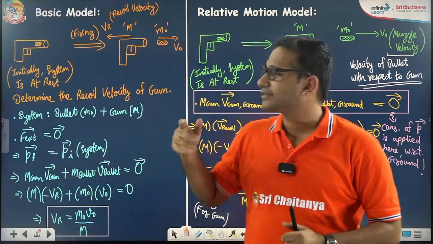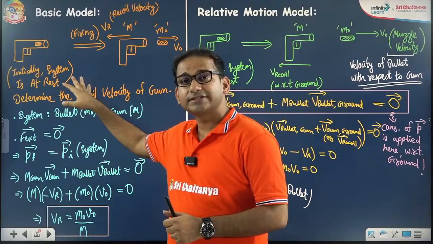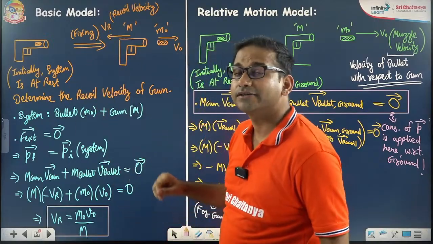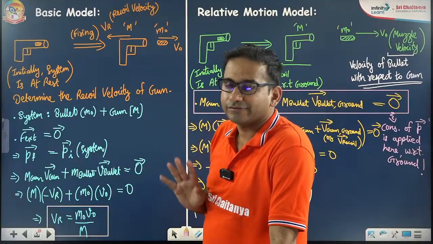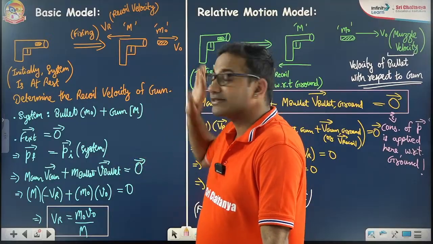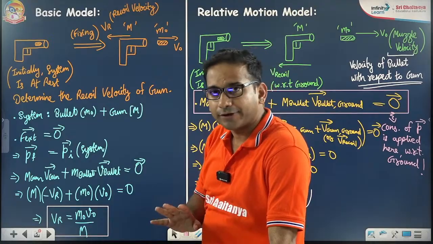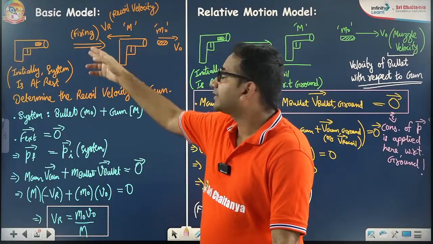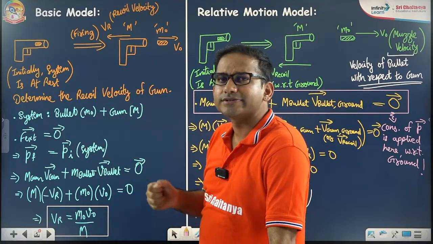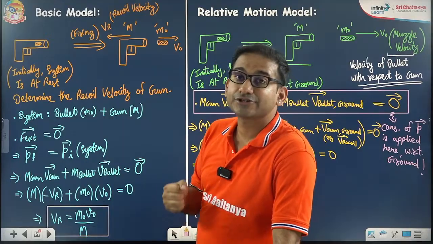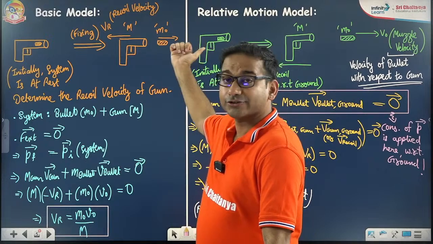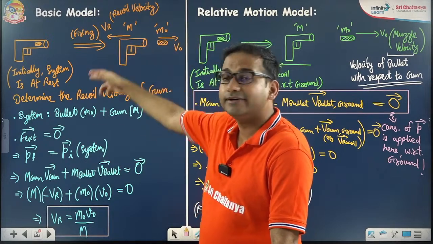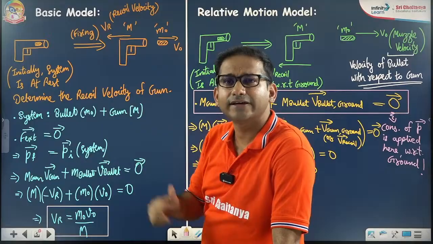So you have a gun, there is a bullet inside it. Initially the system is at rest. Now you fire the bullet. The bullet's velocity V0 is given with respect to ground. If they don't mention anything, then the bullet's velocity is with respect to ground. And the gun will experience a recoil, definitely, by action-reaction, Newton's third law. Or you can say by conservation of momentum, if one body is gaining momentum in the forward direction, the other must be gaining momentum in the reverse direction. Then only they will nullify each other.